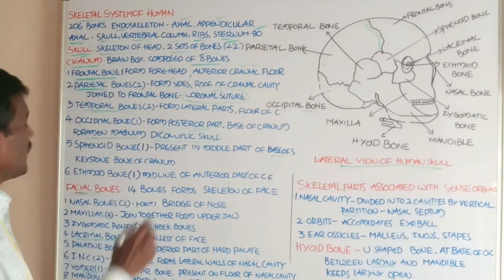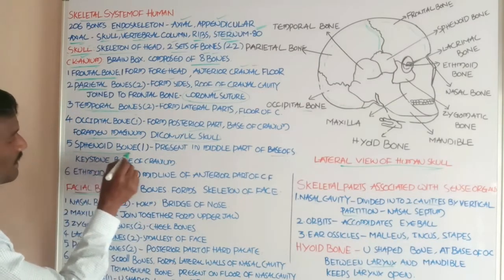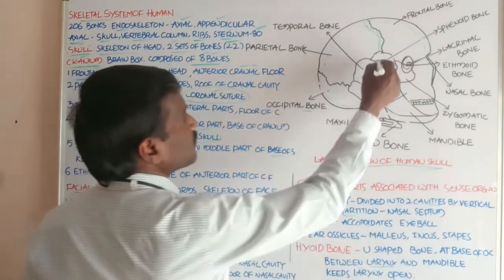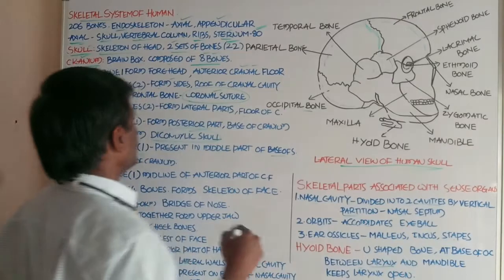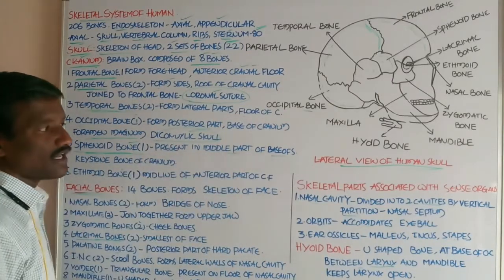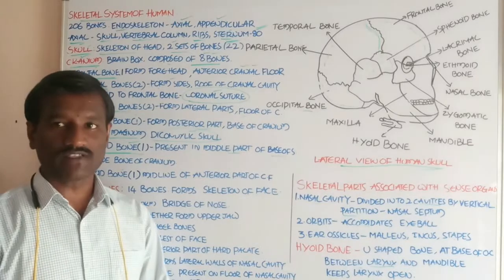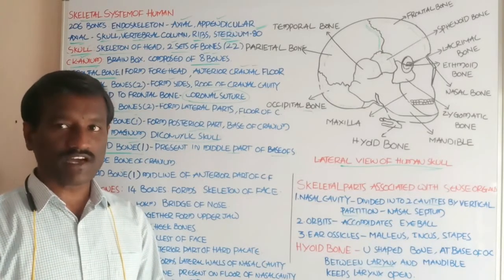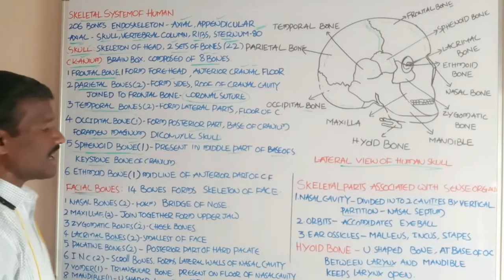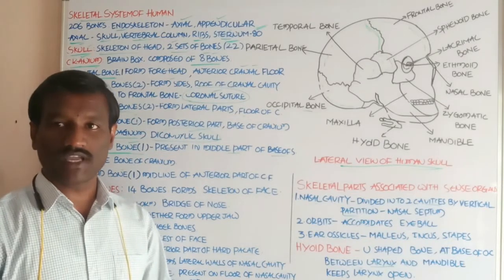Okay, student. Next, the fifth one is the sphenoid bone. The sphenoid bone is one in number, present at the middle part of the base of the skull. The sphenoid bone acts as the keystone bone of the cranium.